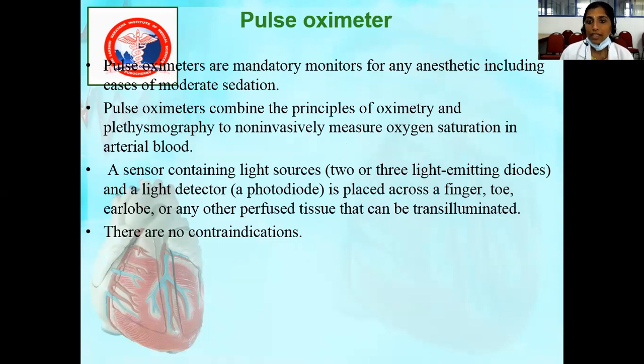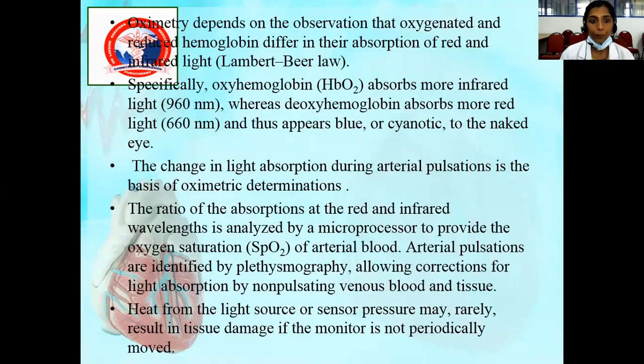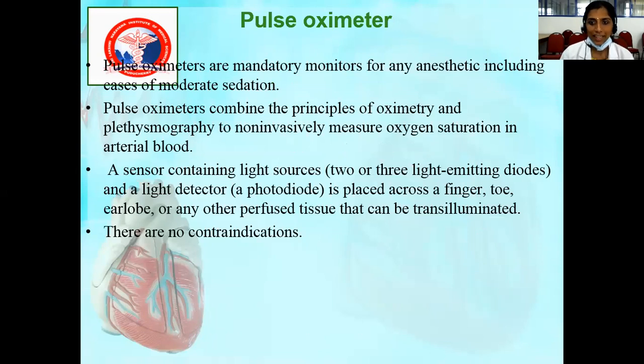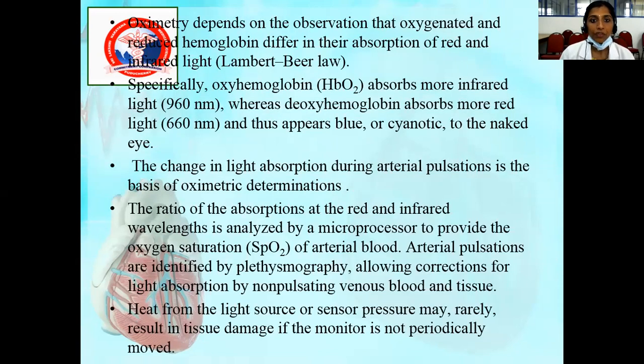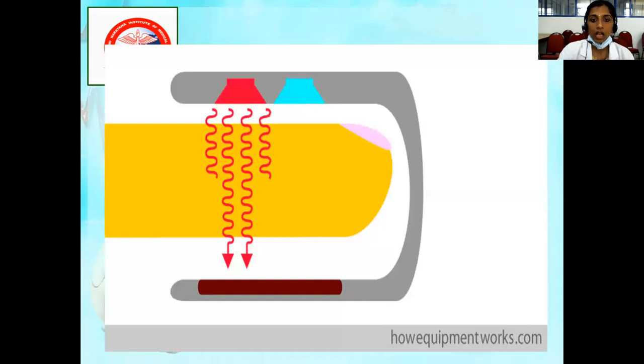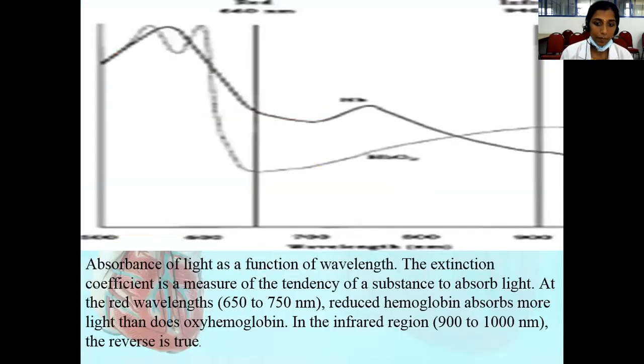The pulse oximeter combines the principle of two things, oximetry and plethysmography, and it is used non-invasively to measure the oxygen saturation in the arterial blood. Basically there will be a sensor which contains a light source and a light detector, and it will be placed usually across a finger or a toe or sometimes the earlobe or any other perfused tissue that can be easily trans-illuminated. So this is how it works. This will be the light emitting diode, and this will be the sensor, and it will detect the flow of blood, and it is based on the Beer-Lambert law principle.